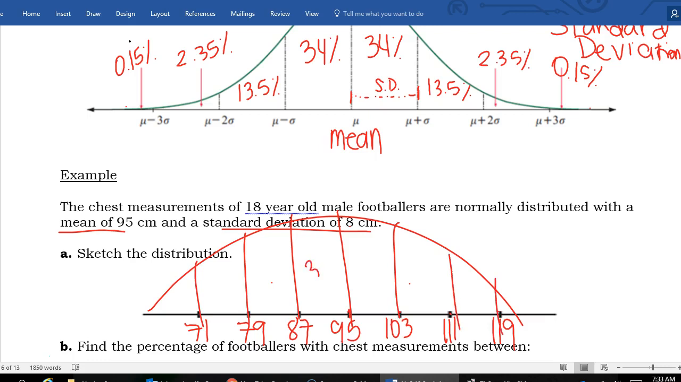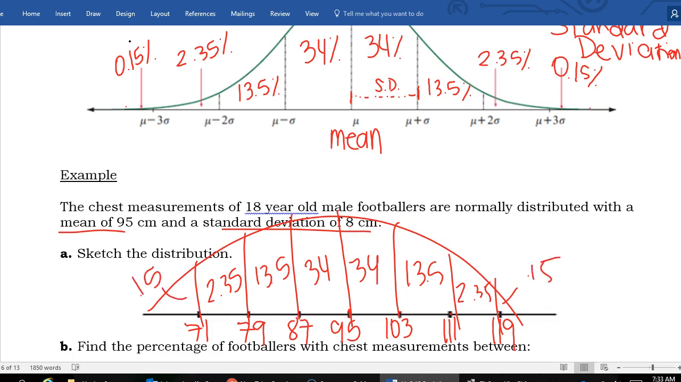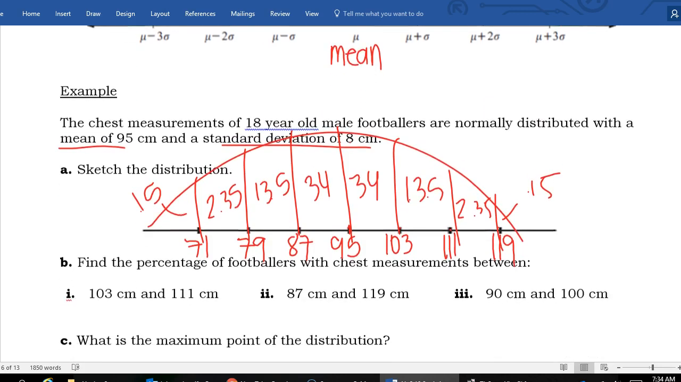So we should have 34 in each of our center regions, 13.5 in our next regions, 2.35 would go here, and then we'd have 0.15 on the tails. Those percentages are the same for every single normal distribution. What changes are the values along the axis. The mean and the standard deviation are dependent on the situation, but those percentages are always the same.